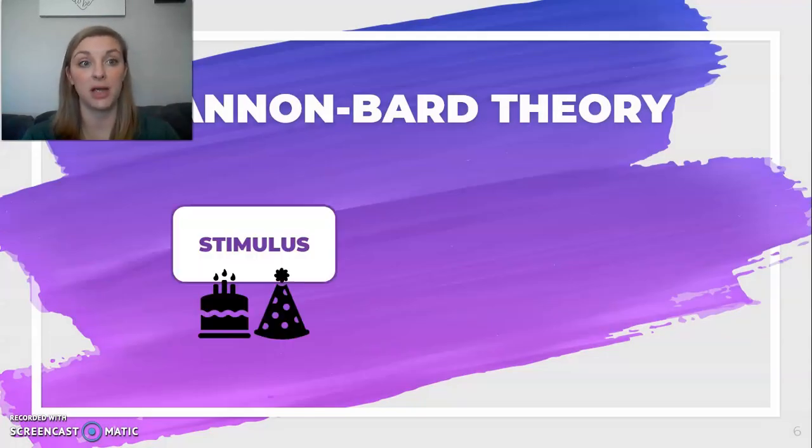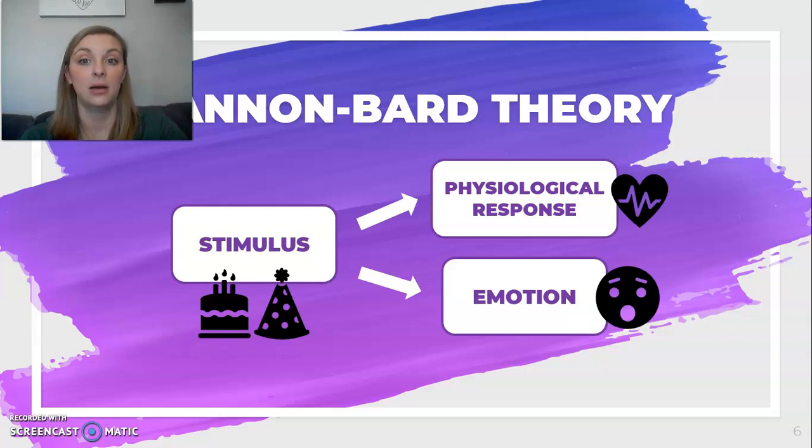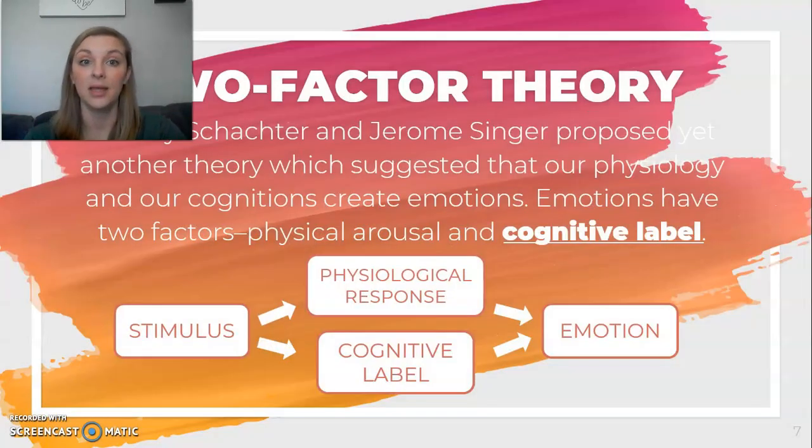So let's look at an example of this. You have a surprise party and you walk in the door and everyone says, surprise, happy birthday. What Cannon and Bard say is that our physiological response of our heart rate increasing and our breathing increasing happens at the very same time as us experiencing surprise. Okay? So that's the Cannon-Bard theory. They happen at the same time. James-Lange says physiological comes first, then the emotion. Cannon and Bard say it happens at the same time.